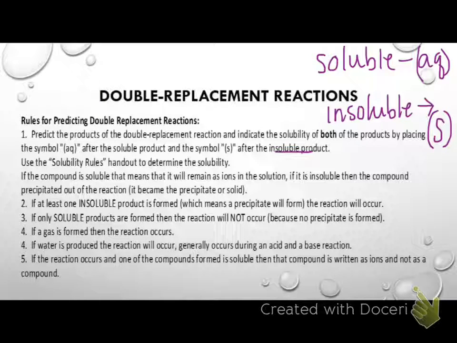If we're doing a reaction and we predict the products and everything stays aqueous, meaning it stays dissolved in water, then we're actually going to say it's a no reaction. The reason being is because they all stay dissolved, nothing forms. Ionic compounds, when they dissolve in water, actually split apart and they're no longer an ionic compound, they're dissolved in water. So let's look at a couple of examples.